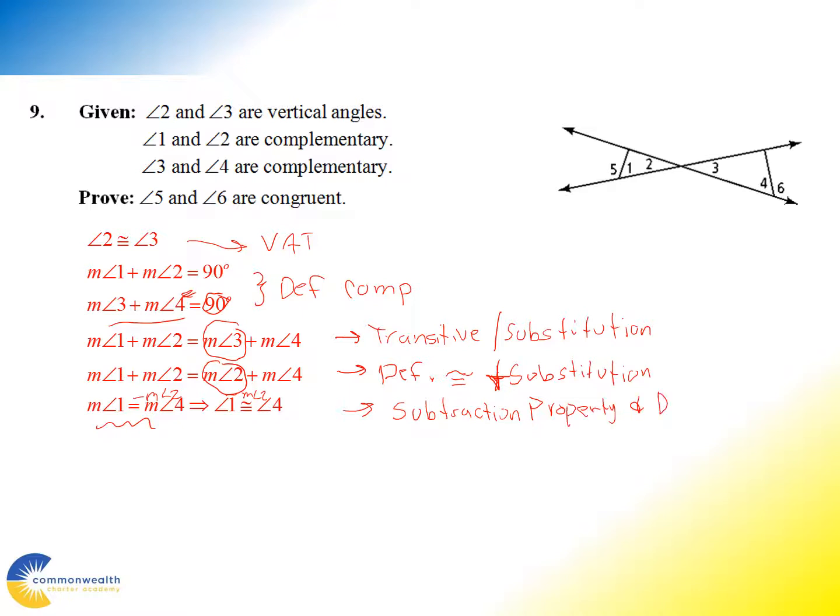And the definition of congruent again. I'm not done yet. I've proven 1 is congruent to 4, but that doesn't help me figure out that angle 5 and angle 6 are congruent, so I need to keep going.